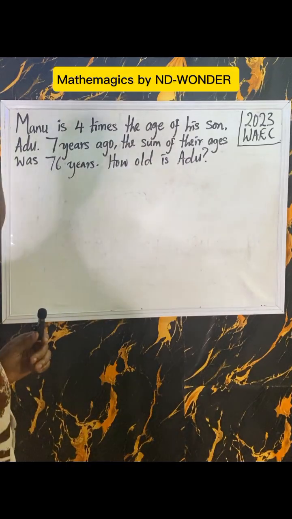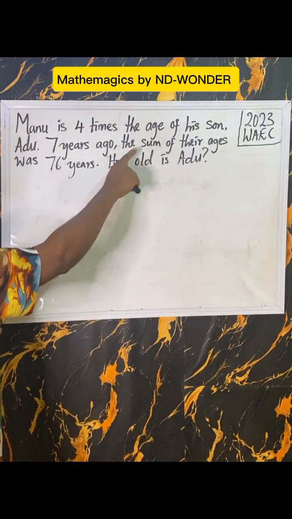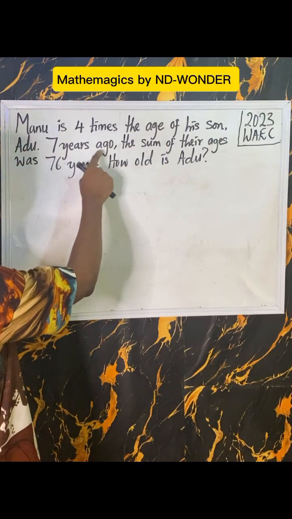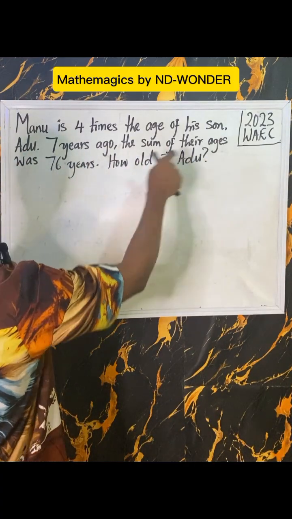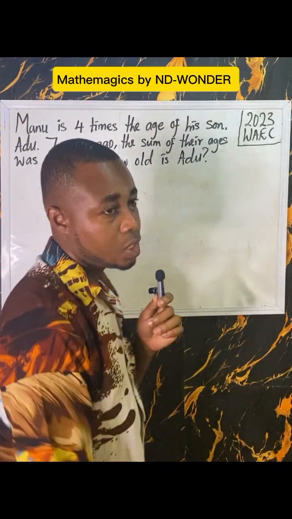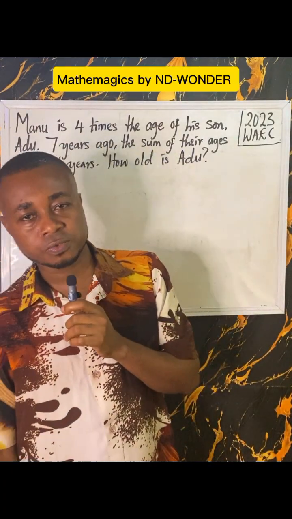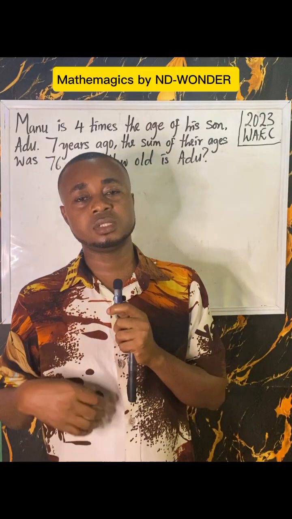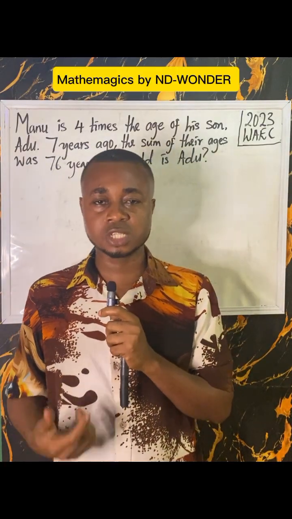2023 WAEC. Manu is 4 times the age of his son, Adu. 7 years ago, the sum of their ages was 76 years. How old is Adu? This is a case of the age of a father and son.